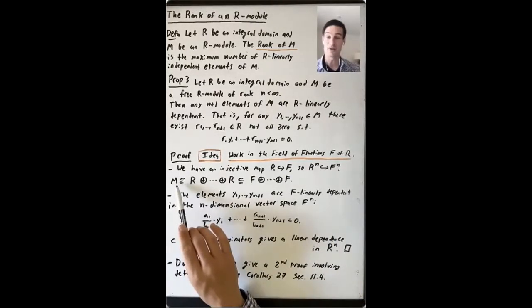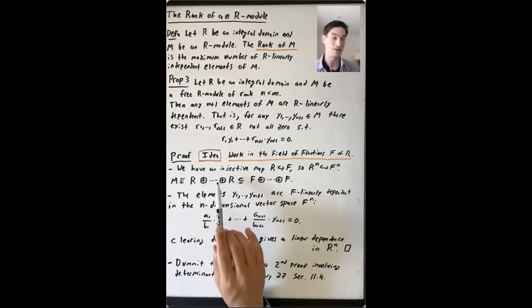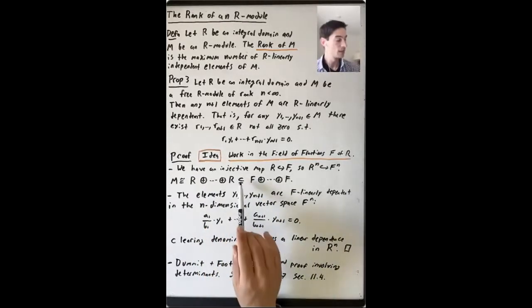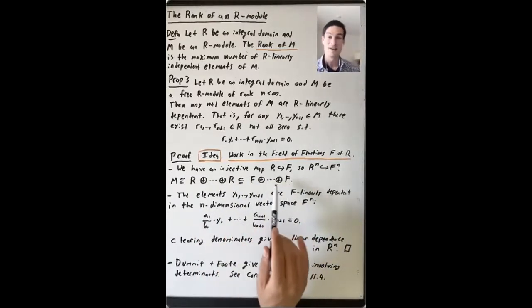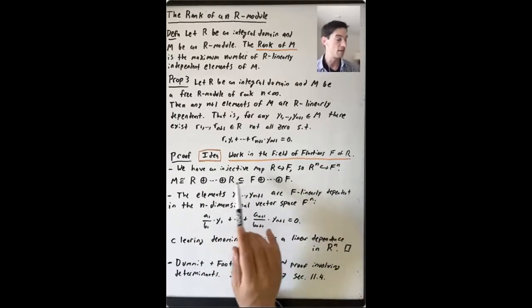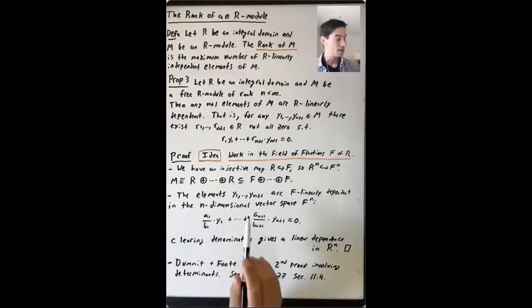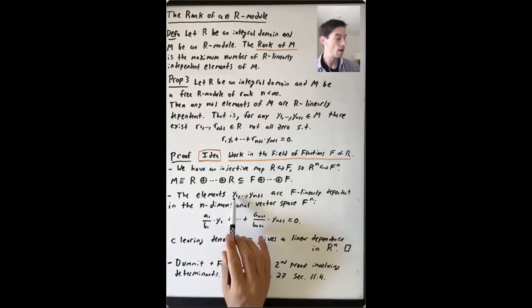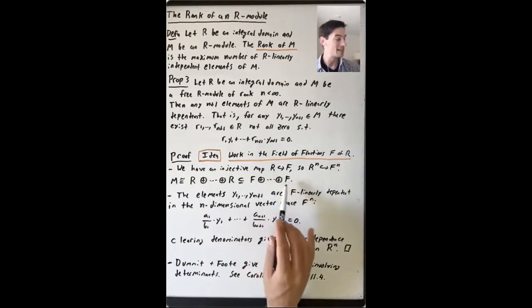M is a free R module of rank n, so it's isomorphic to a direct sum R plus R plus R plus R, n times. And we can identify this R to the n inside the isomorphic copy of R to the n inside F to the n. So we can think of this R to the n as being a subset of F plus F plus F, n times. So now we take these elements of M, y1 up through y n plus 1, and we can think of them as elements inside of F to the n.